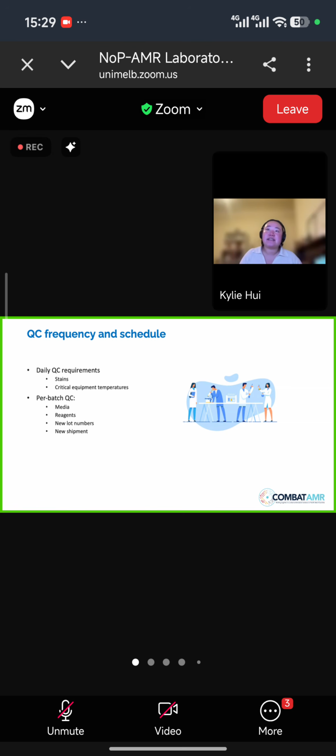Per batch QC can be things like your media, reagents, and new lot numbers and new shipments. These really depend on the frequency, and it should be driven by how these tests are used in the laboratory and what's in the schedules as well. So it's really important to ensure that there's a QC schedule and maintenance forms to document QC completion or corrective actions.